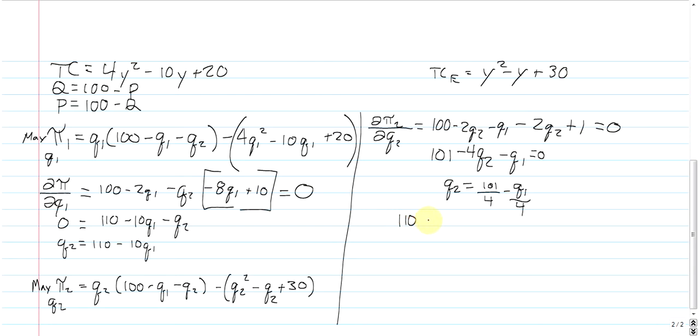110 minus 10Q1 equals 101 over 4 minus Q1 over 4. Okay, so this will be minus 9 and 3 over 4. And this will be, ooh, that's nasty, 339 over 4. Okay.